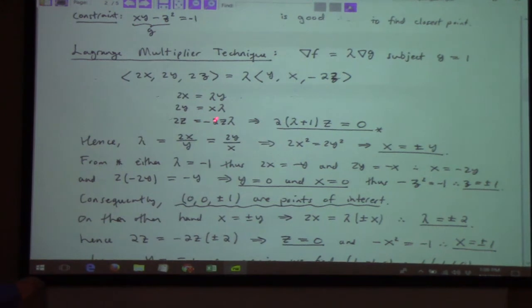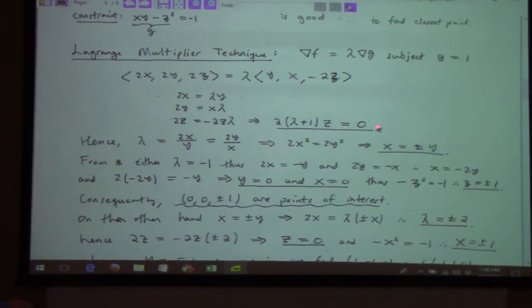Now, just going from here, if I solve for lambda, I get lambda is what? It's 2x over y. And for this one, lambda is 2y over x. Of course, when I write that, I'm assuming that both x and y are non-zero, right? But anyway, given that, that gives us that 2x squared equals 2y squared, which then implies that x is plus or minus y.